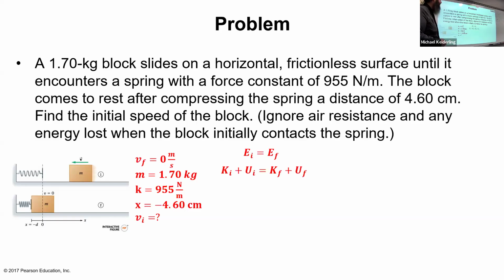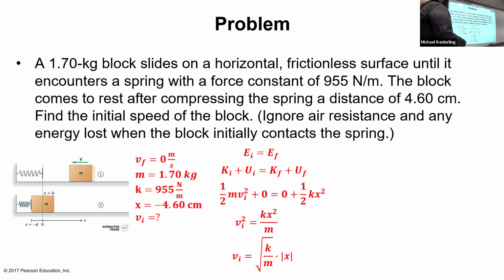So energy initial equals energy final. K initial plus potential initial equals K final plus U final. So 1/2 mv initial squared plus 0, because there's 0 potential energy here, equals 0, because it's not moving, plus 1/2 kx squared. We can multiply both sides by 2 and divide by mass. We get v initial squared equals kx squared over m. We take the square root, we get v initial equals the square root of k over m times the absolute value of x. The sign goes away because it got squared and square rooted.